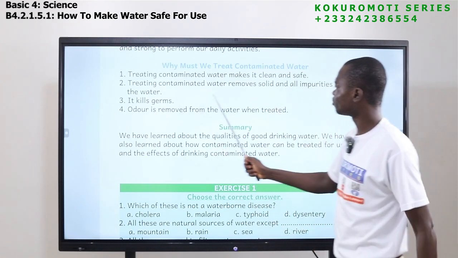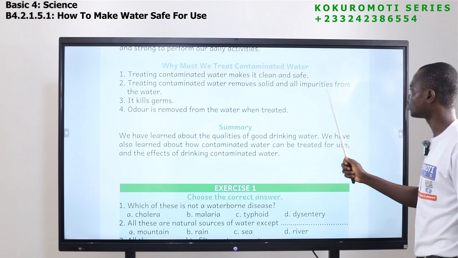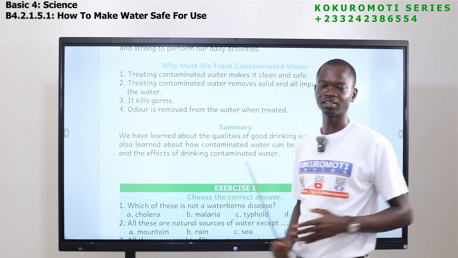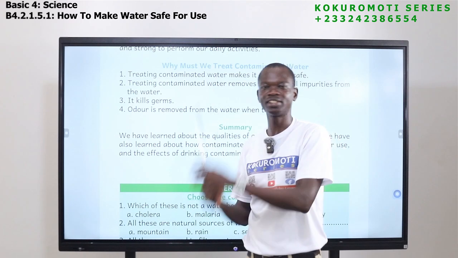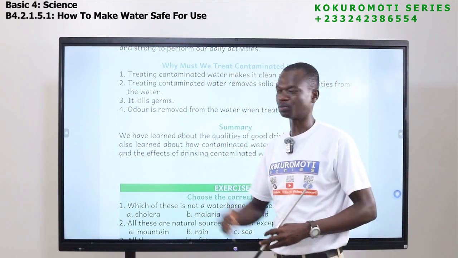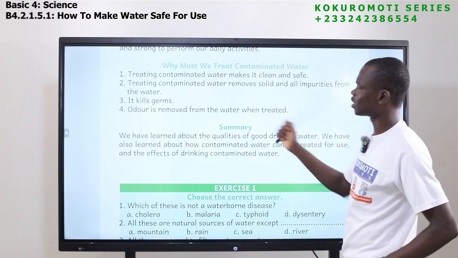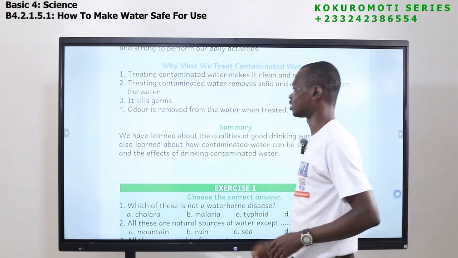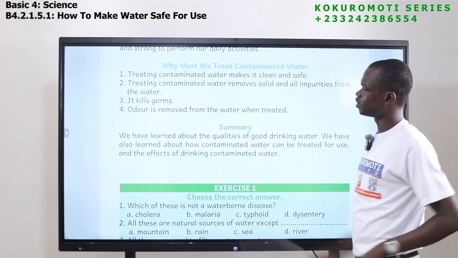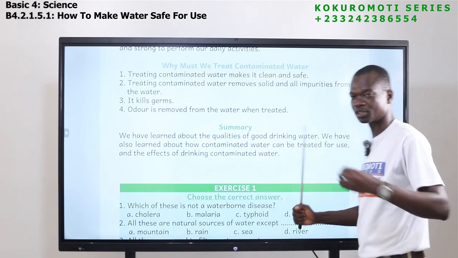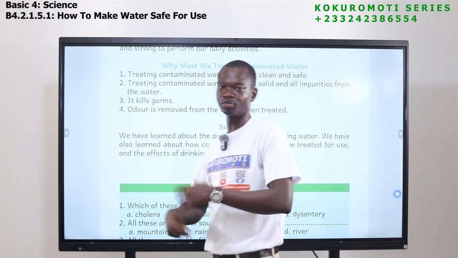Two, treating contaminated water removes solids and all impurities from the water. So if you treat the water, the solids and other impurities, other unwholesome things that are part of the water will be removed. The next one is that it kills germs. So if you treat water, all the germs in it will be killed. Four, odor is removed from the water when treated. So if you treat water, the scent in it will be removed.